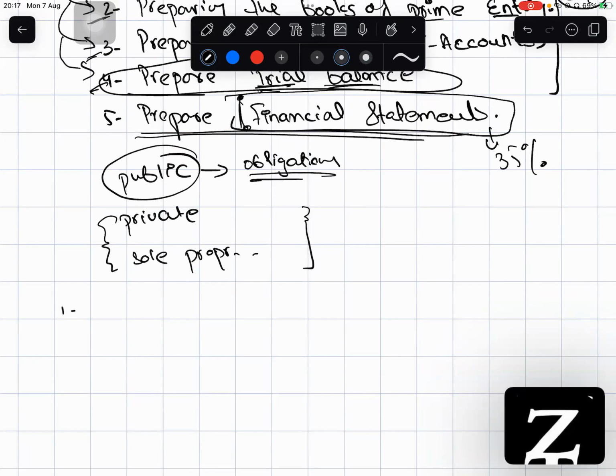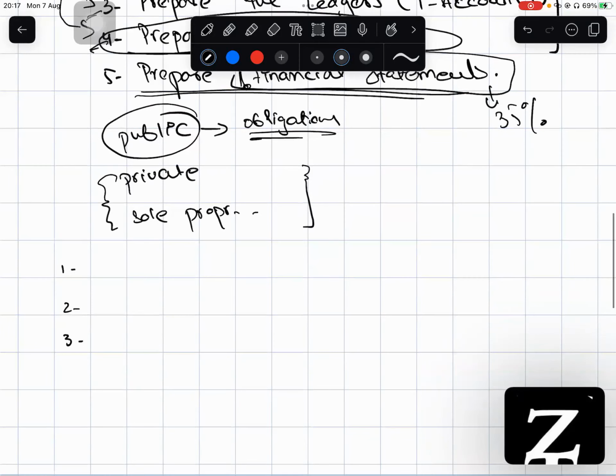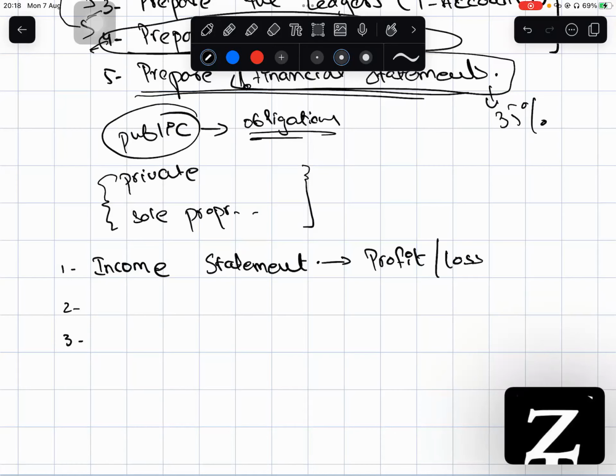You've got 3 major financial statements that we will learn in this course. The first one is called an income statement. This statement is going to tell you how much profit or loss your business has made over the last year, over the last 6 months, over the last 3 months. The second statement is known as the balance sheet. This tells you the worth of your business, what your business is worth on any particular date.